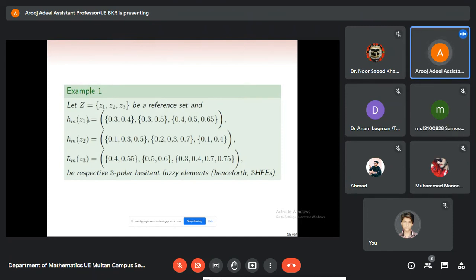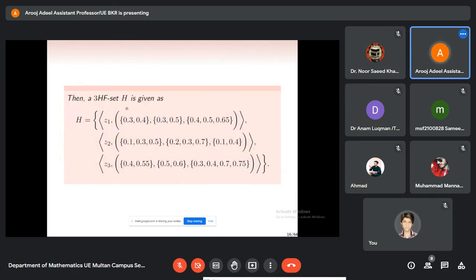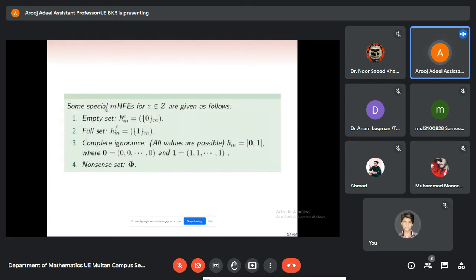If we join all these M-polar hesitant fuzzy elements, or these 3-polar hesitant fuzzy elements, into a set, we get the 3-polar hesitant fuzzy set. Here are some of the special M-polar hesitant fuzzy elements which are given in this slide. The first one is the empty set, which is represented by this notation, then the full set, complete ignorance, and the nonsense set.